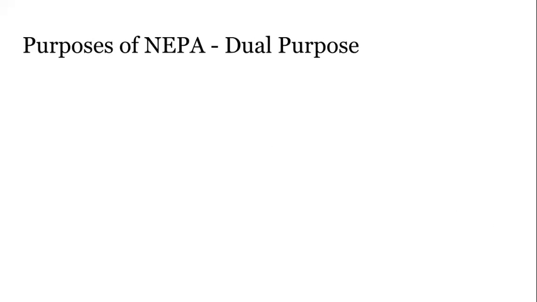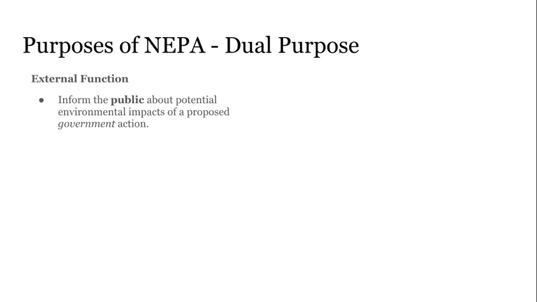In terms of the purposes of NEPA, it really has a dual purpose. What I mean by purpose is, what is its intent? If there's an overarching intent that Congress is identifying here from a policy standpoint, what is it really meant to do, right? We understand that it wants to understand environmental consequences before we take action. So how does it do that? What's its intent? We have a dual purpose. There's an external function to NEPA, and this is important to know, particularly from a policy perspective. That external function is really to inform the public about potential environmental impacts of a proposed government action, right?